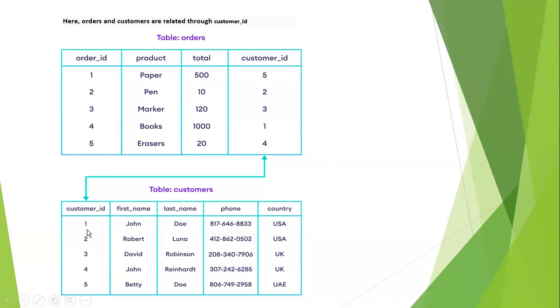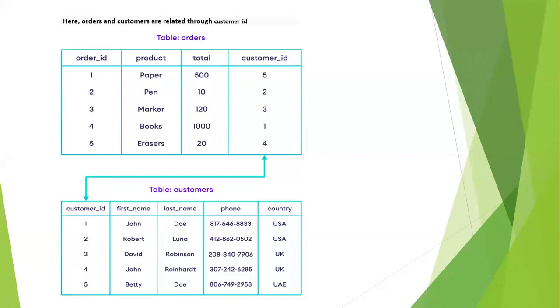You should have some common key to relate. Otherwise, there is no point. I mean, you can't relate the tables if you don't have something in common. So in this case, we have customer ID as a common key, a common field between two tables to relate.